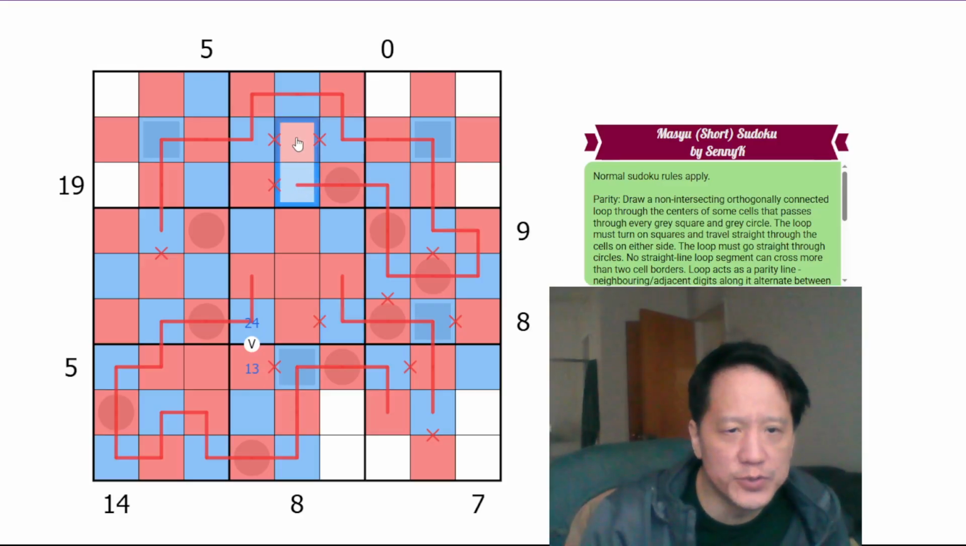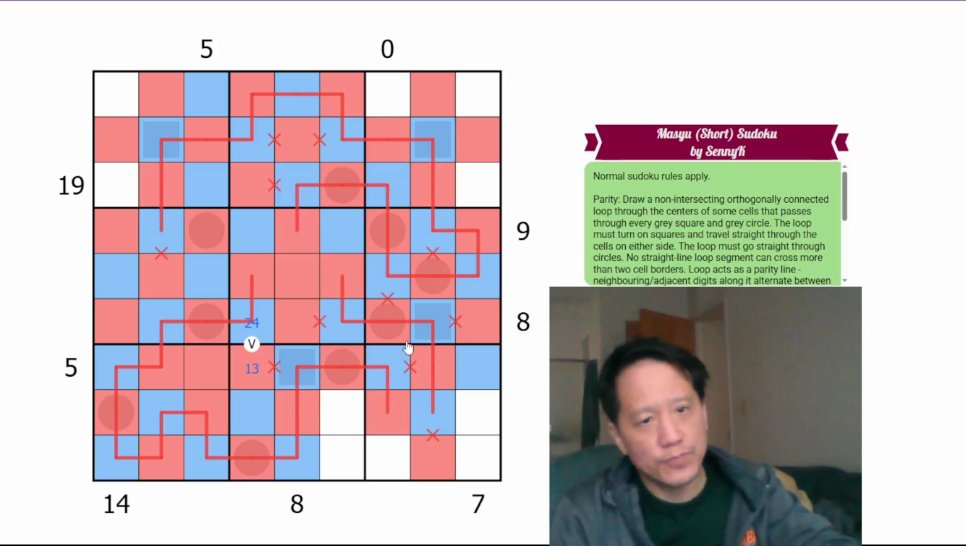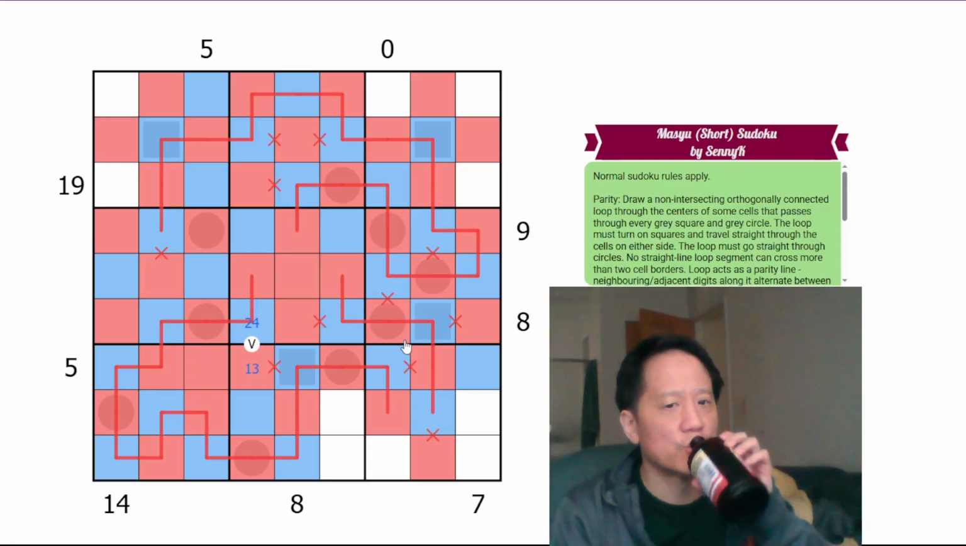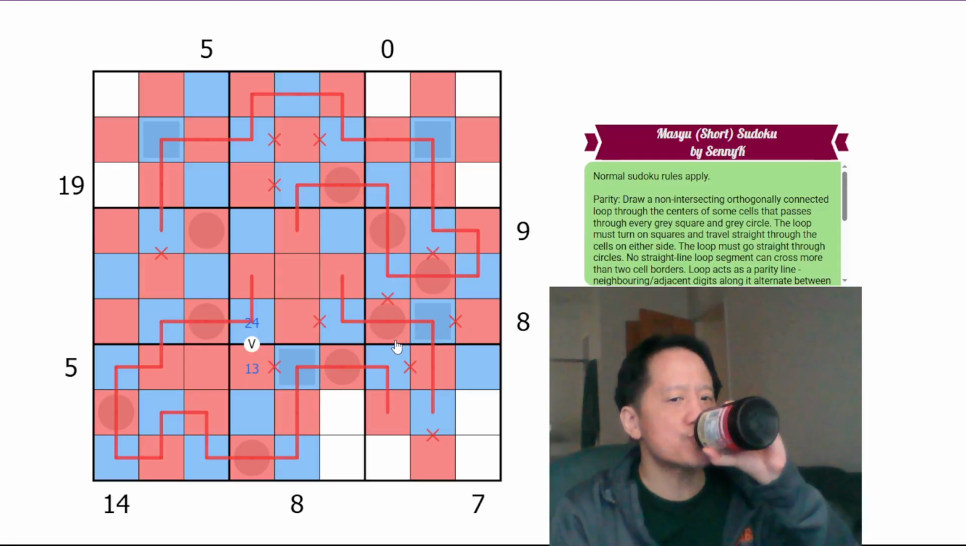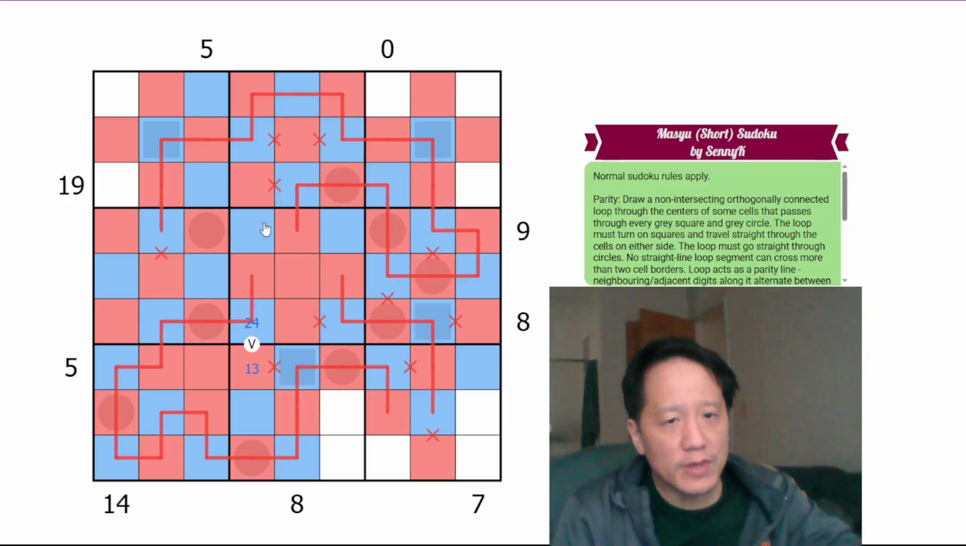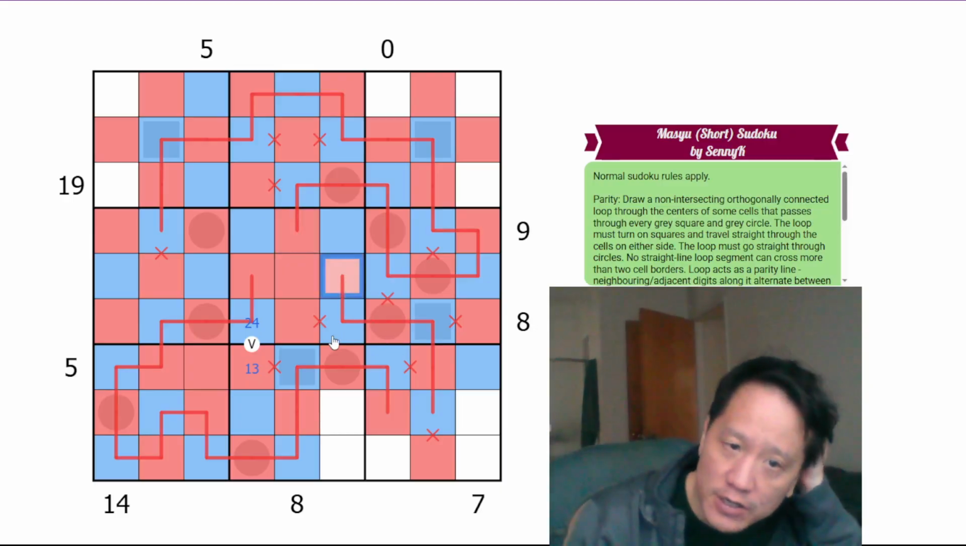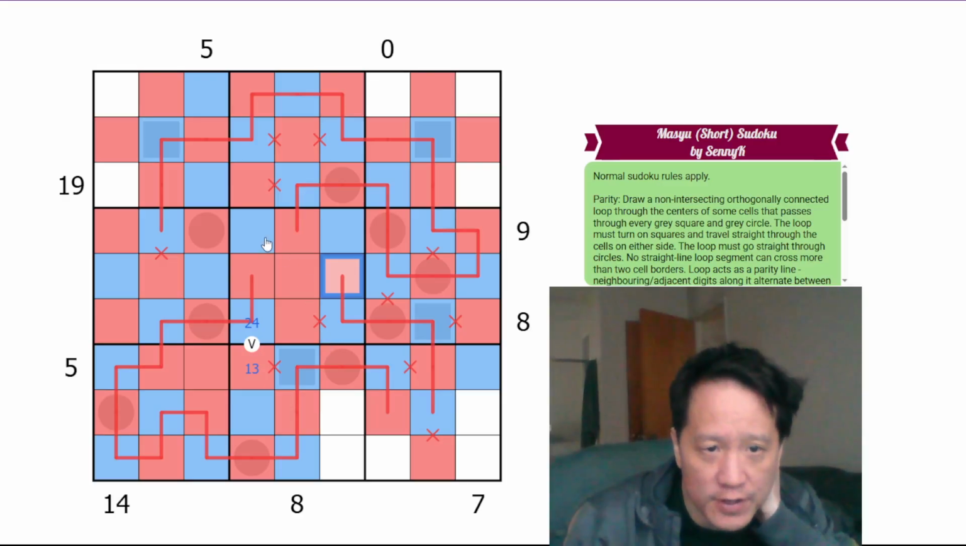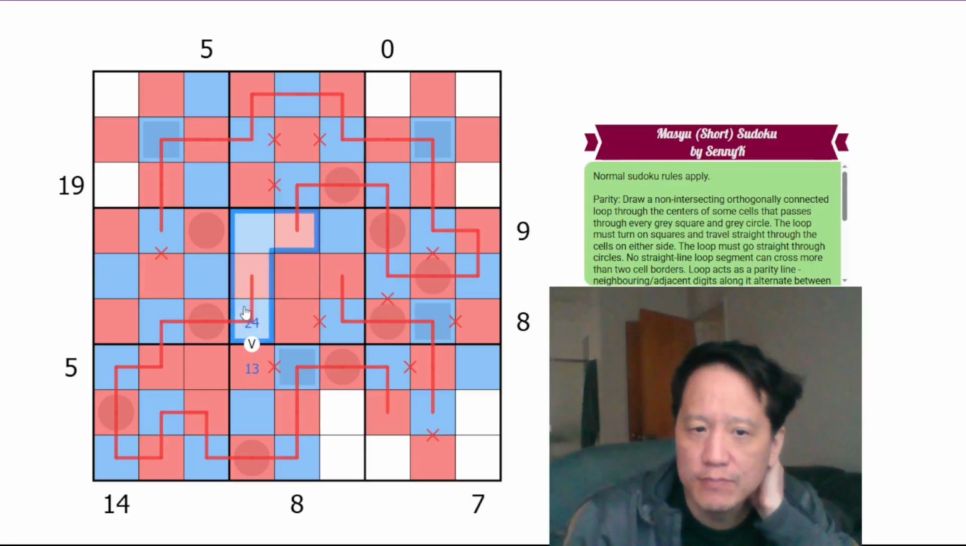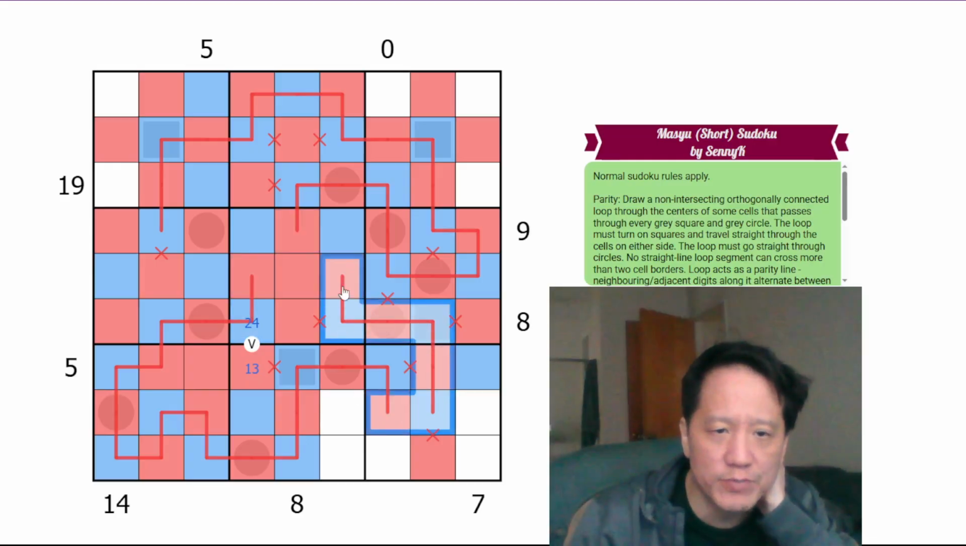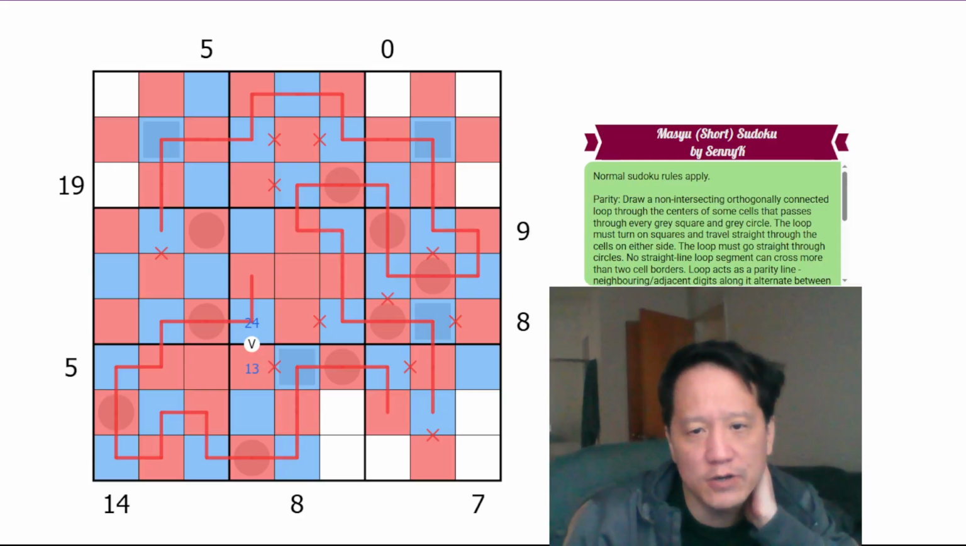This cannot turn this way again, so it must turn this way. This part of the loop must connect to here. Otherwise, it doesn't fit, as it doesn't make a full loop, right? If it connects this way, this connects here, but then this doesn't connect to any part of the loop. So this has to connect to here. So this is part of the loop, which connects to there.